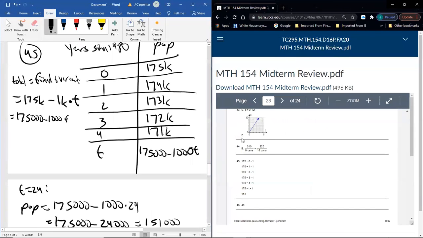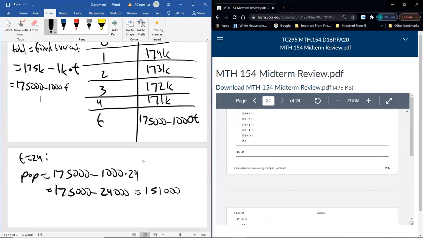What number was that? 45. See how they set it up? Now they're doing everything in thousands, actually. My answers are in wholes, so it's 175 minus 1t. That was this, so it's not in thousands. And then the population would be 151, and again, that was in thousands.